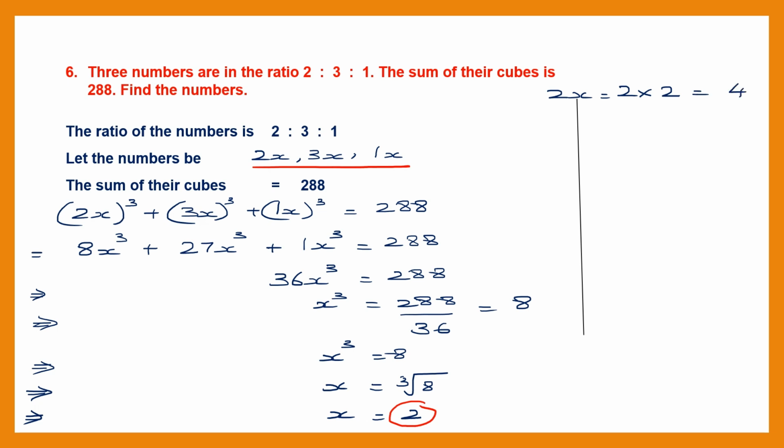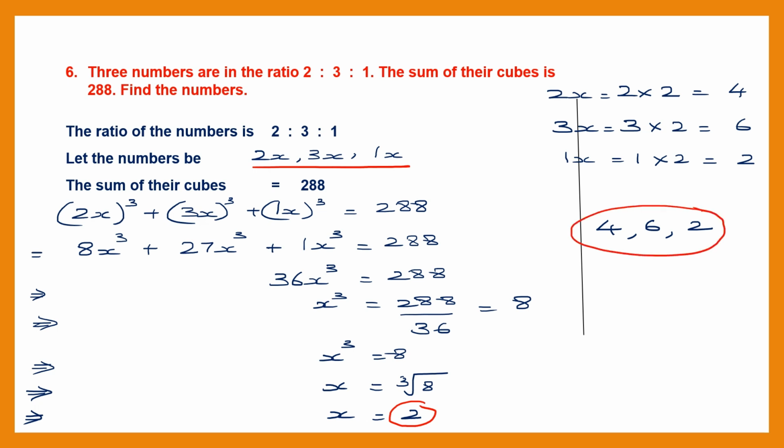Then the next number is 3x. 3x means 3 into x, and x is 2. So it is 6. Next number is 1x. That means 1 into x, x is 2. That is 2. So what are our numbers? Our numbers are 4, 6 and 2. So this is our answer. Numbers are 4, 6 and 2.